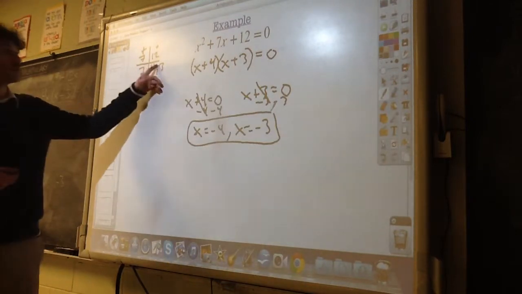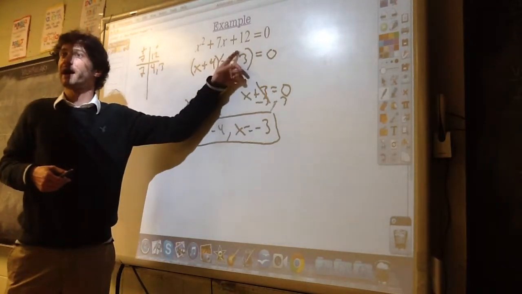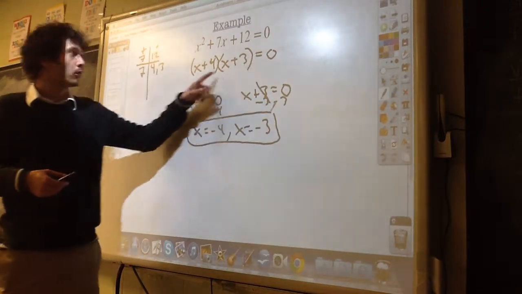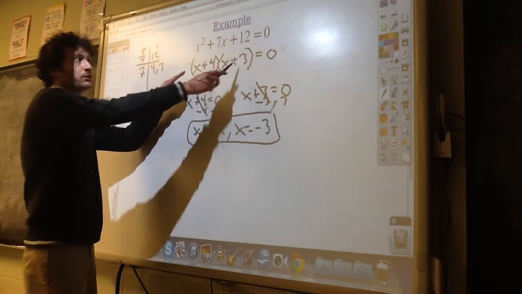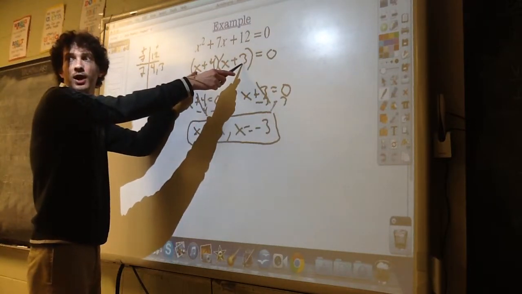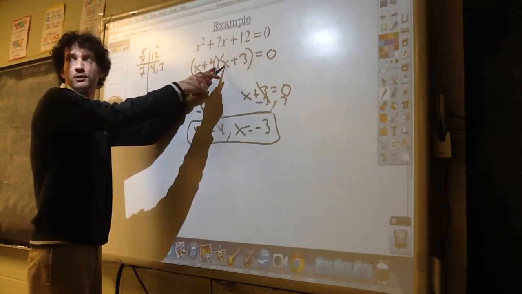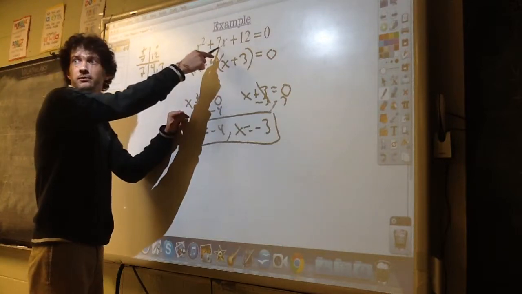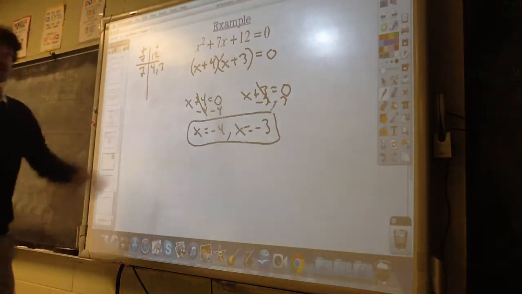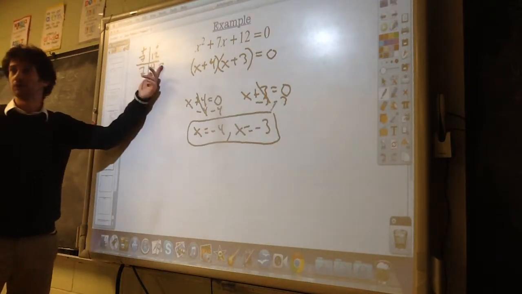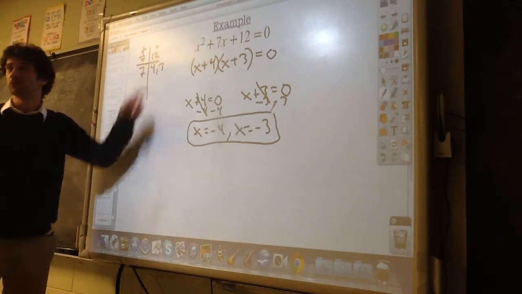So remember, think about it. If I foiled this back, what would the x times x give me? X squared. Okay, there's where I get that. What would these two make when I multiply them? And 3x and 4x would give me, and 4 times 3 would give me, right? But this is just the method I use to find the numbers: you find things that add to be this and multiply to be this.